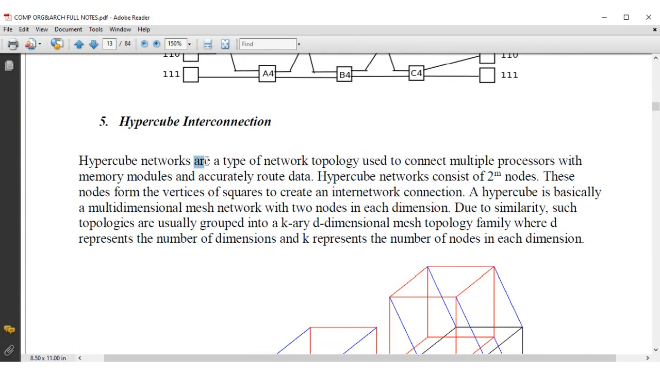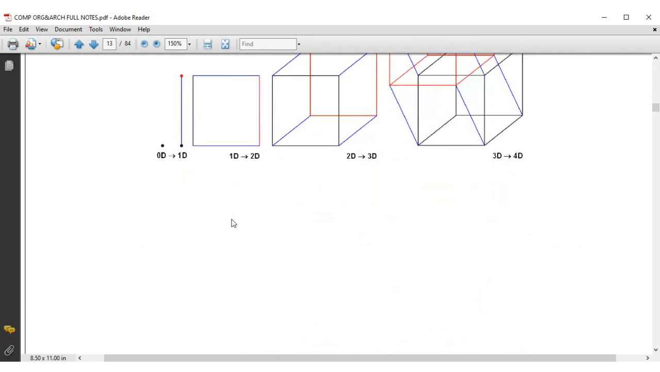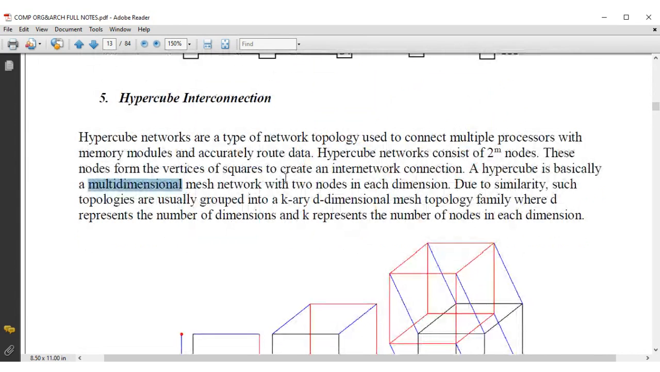So hypercube interconnection, basically they support multidimensional signals. They are able to produce multidimensional signals, and therefore they support things like holograms. The advantage of this is that signals take up more real forms.